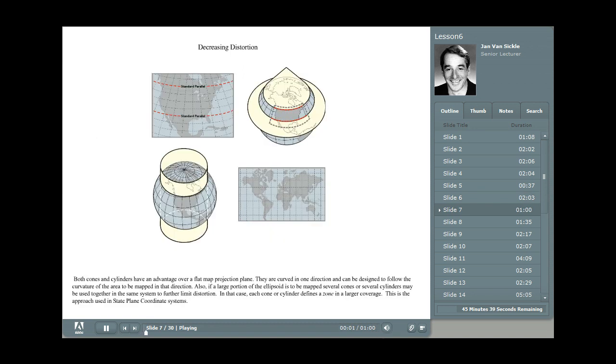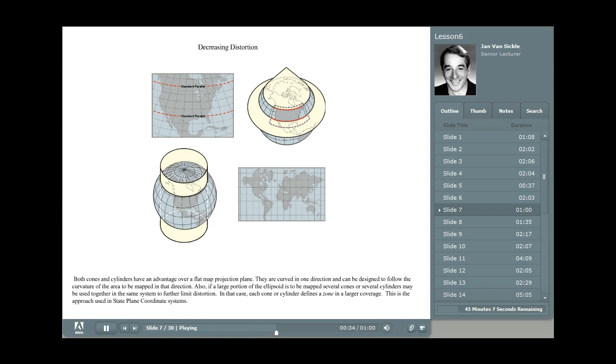It also becomes apparent that cylinders and cones, these developable surfaces, have the advantage that they're curved as opposed to a flat plane. They're curved in one direction, so that they can be designed to follow the curvature in the area that's to be mapped. And if a larger portion of the ellipsoid is to be mapped, several cones or cylinders may be used together in the same system to further limit distortion. And that, of course, is how it's done.